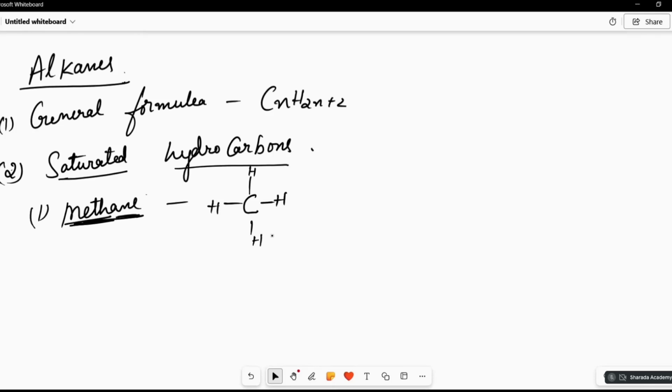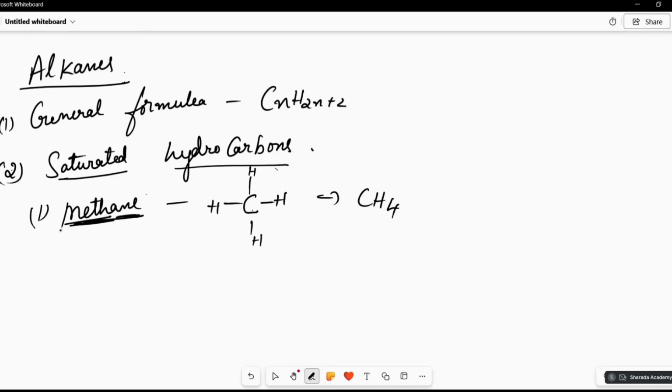Different names. Alkene is there. Yne is also there. They are different. Ane means single bond. Okay. Methane means, so we have, what is the formula? This is called the structural formula. And what is its molecular formula? CH4 is its molecular formula.